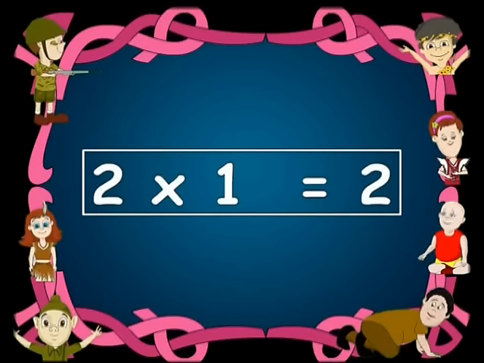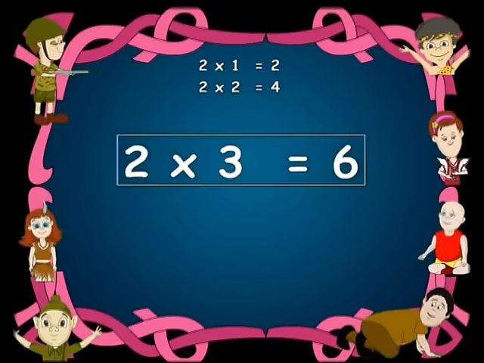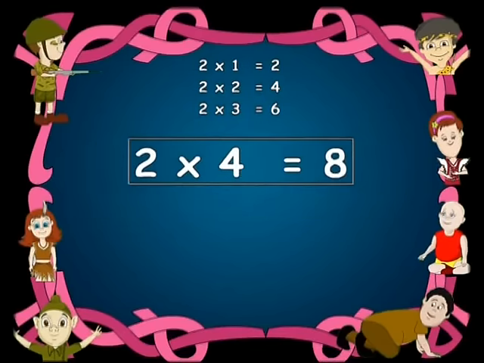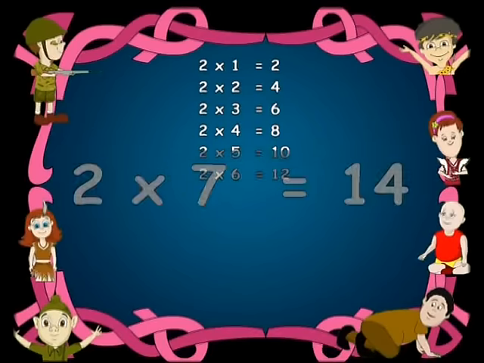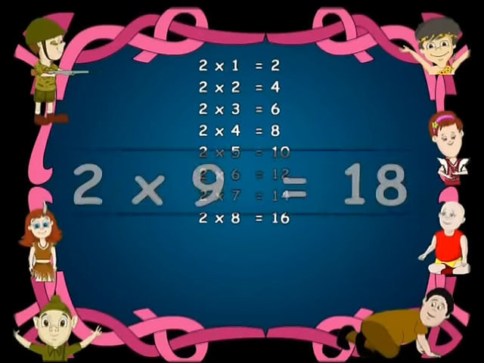Two 1s are 2, two 2s are 4, two 3s are 6, two 4s are 8, two 5s are 10, two 6s are 12, two 7s are 14, two 8s are 16.